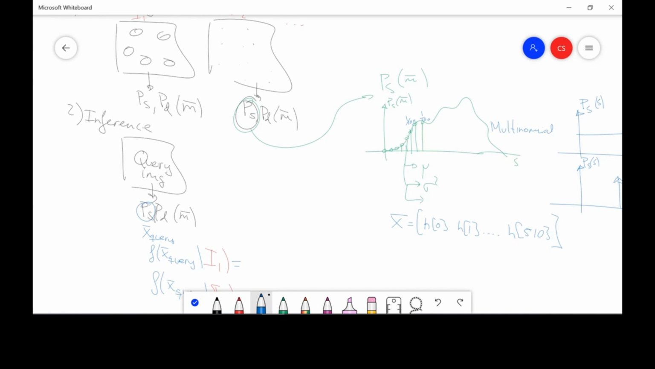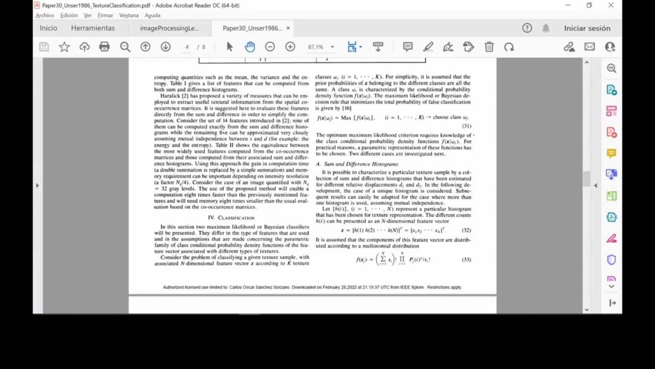And the multinomial distribution was this one. Okay, so this likelihood is computed in this way. So we here know everything. X is coming from the query, P_j is coming from the learned histograms.